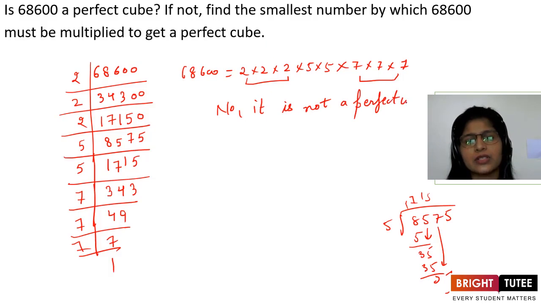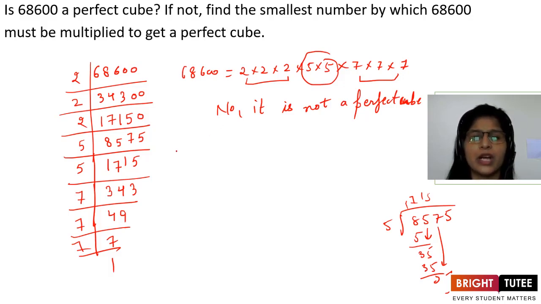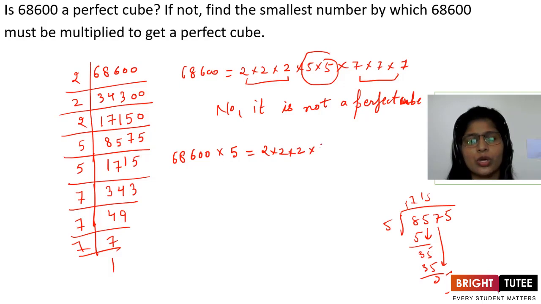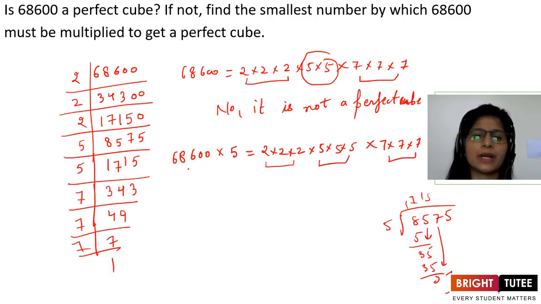If this is not a perfect cube, then what about the number that it should be multiplied with so that it becomes a perfect cube? What we are missing here? We are missing a 5 here. If we insert one more 5, then it will also form a triplet. So we can multiply 68,600 with 5, and this side also we'll have 2 cross 2 cross 2, then 5 cross 5 cross 5 because we are adding one 5 into it, and 7 into 7 into 7. Just see, 3 triplets are formed. So what is the number that will be a perfect cube?